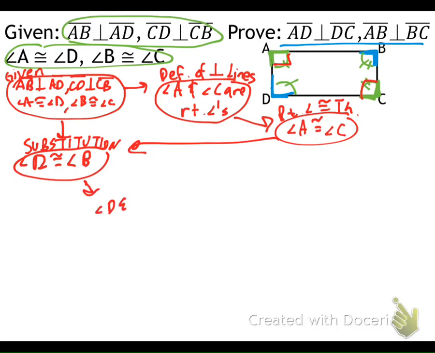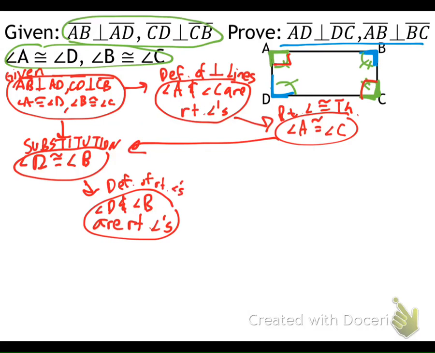Angle D and angle B are right angles. It's going to be definition of right angles, because right angles are 90 degrees, right? And since we already established that we've got right angles here, and these were substituted, therefore these are also right angles. I hope you understand the logic.